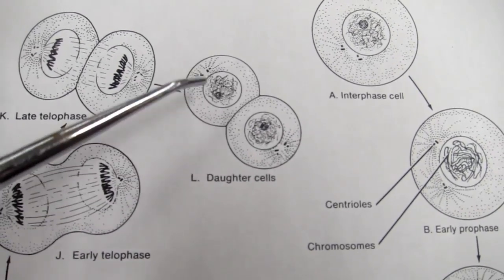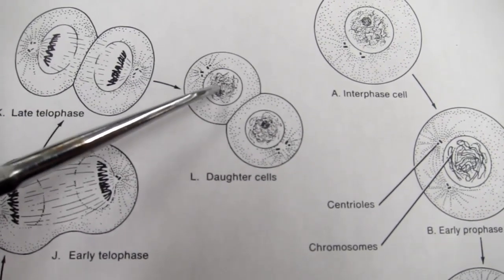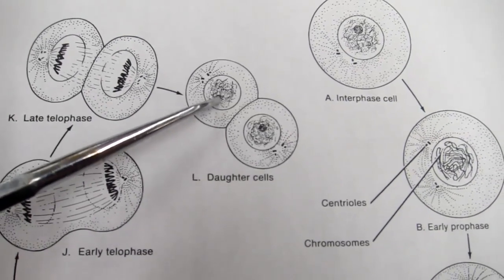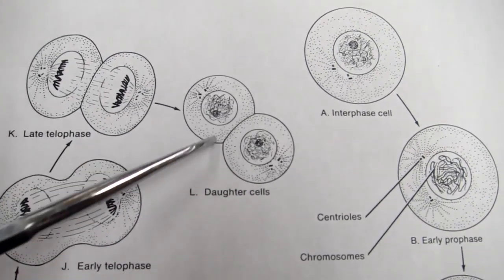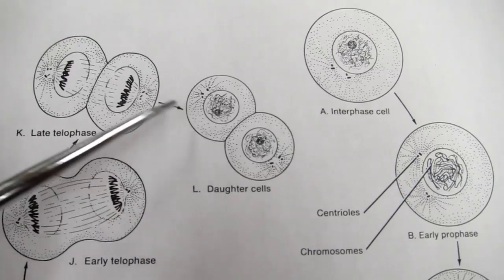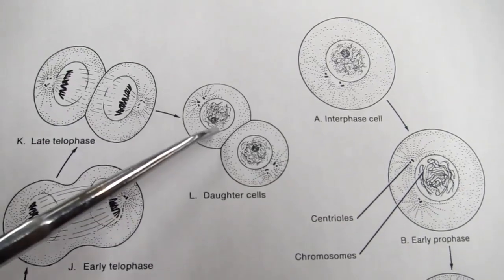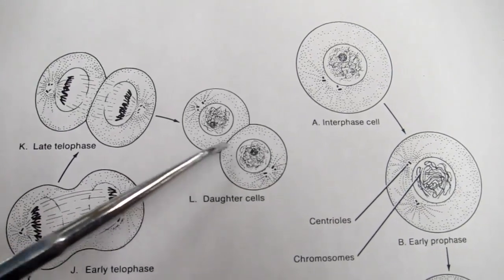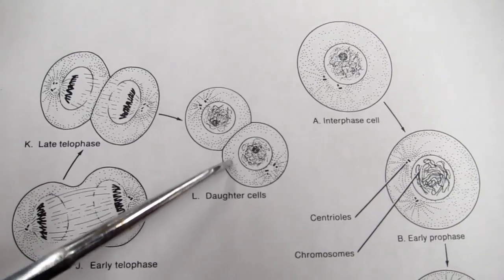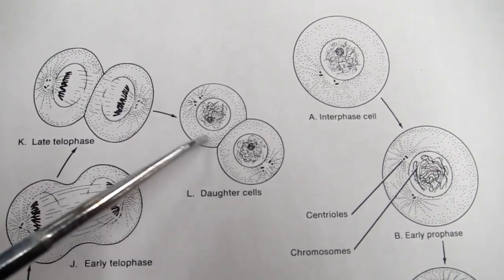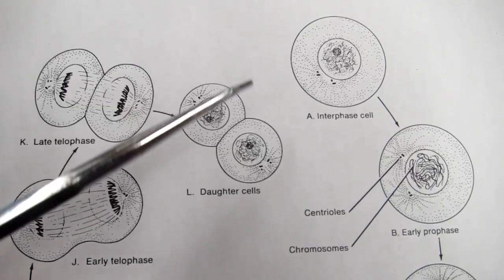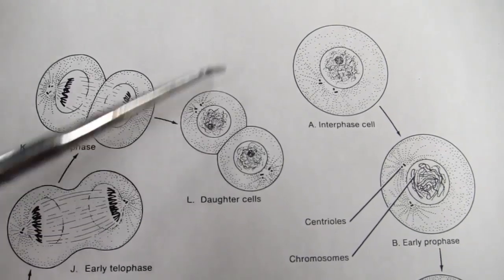Okay, when the chromatin is reformed, the nucleolus is back and the cells are separated, we say that we've moved from telophase into a new interphase for each of these cells, and we're ready for them to grow and maybe go into mitosis again in the future.